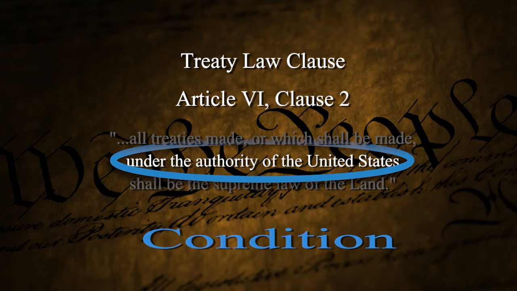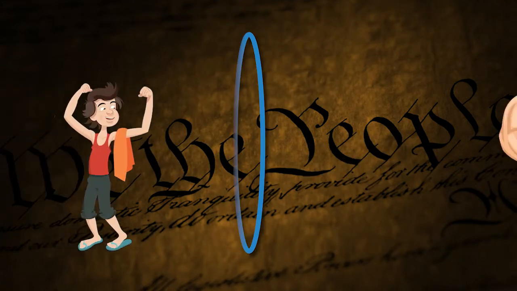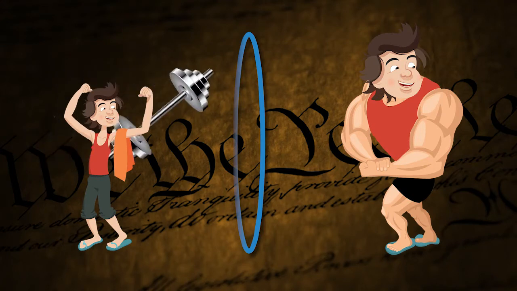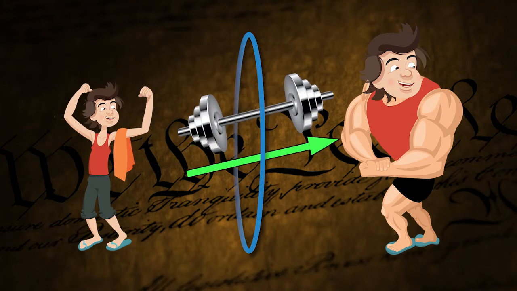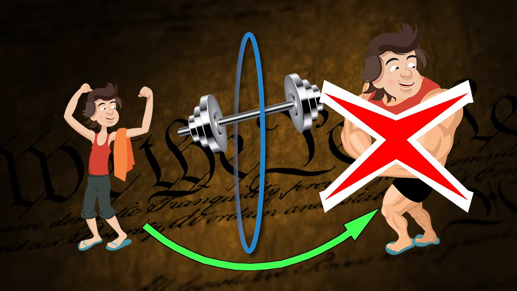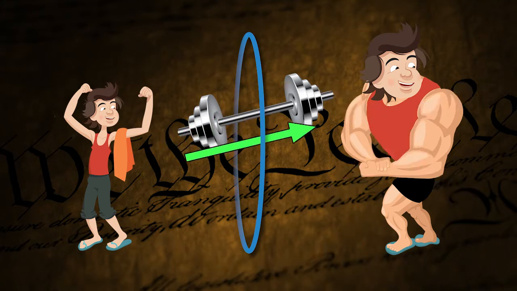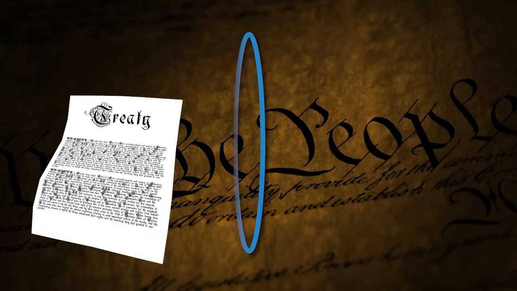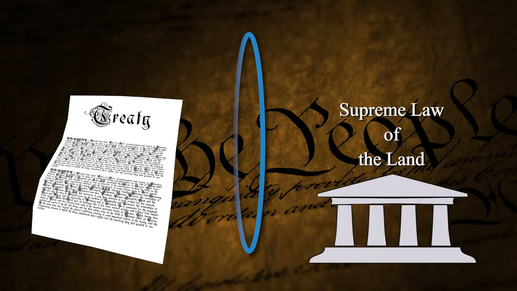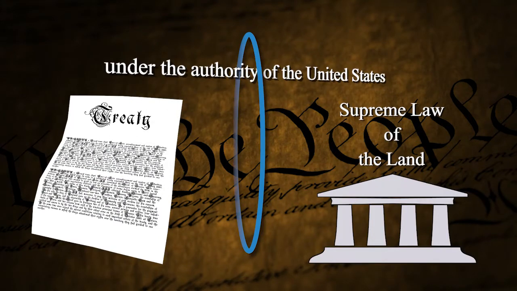So in other words, as an example, if a skinny boy wants to become a buff bodybuilder, what's he got to do? You got it. He's got to lift weights, right? You can't go around it. You can't say, oh, that's going to make me hot. I don't want to do that. He has to lift weights if he wants to be a buff bodybuilder. Otherwise, he cannot be. If a treaty wants to become the supreme law of the land, it has to comply with the condition of under the authority of the United States.